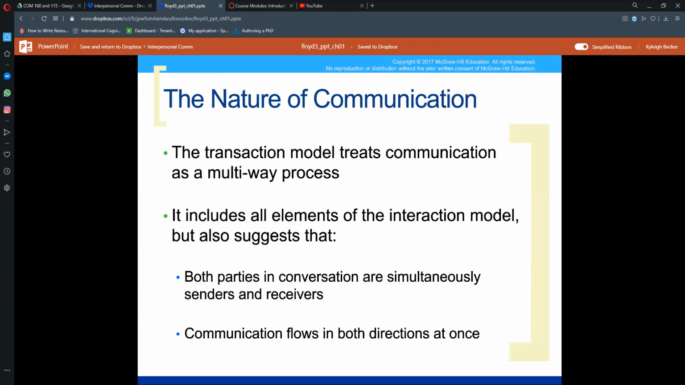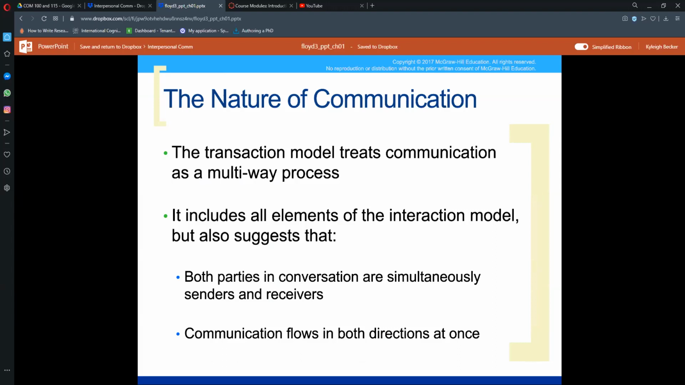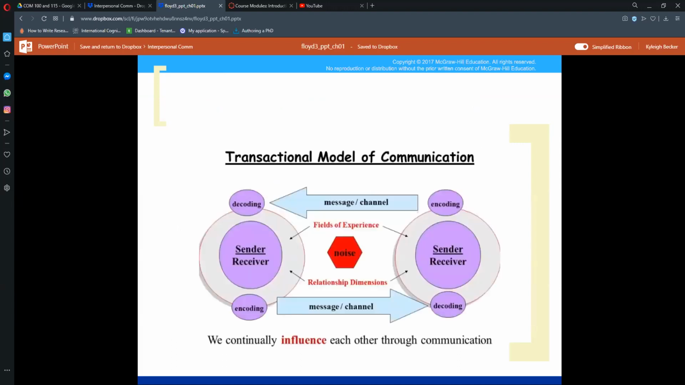And then our last one is the transaction model. So it's multi-way. It's basically this interaction model plus, we're both simultaneously doing all these things. So instead of just sending, receiving, and then sending back again, it's all happening simultaneously and the communication is flowing in all directions at once.